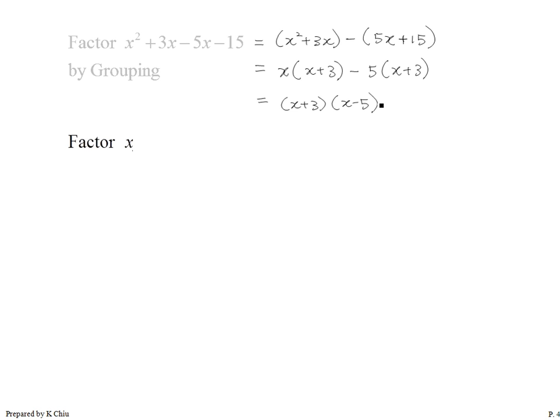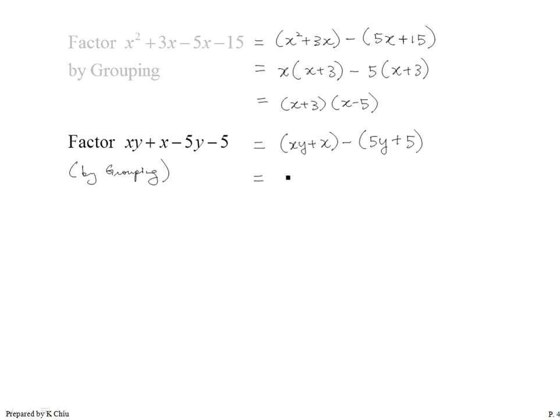Let's try one more, and then we will have the dance. 4 terms again, but these 4 terms are completely unlike, so we will have no choice but to factor by grouping. Group the first 2 terms together and group the last 2 terms together. But once again, because the third term is minus, once I group the last 2 terms together, I will need to change sign.